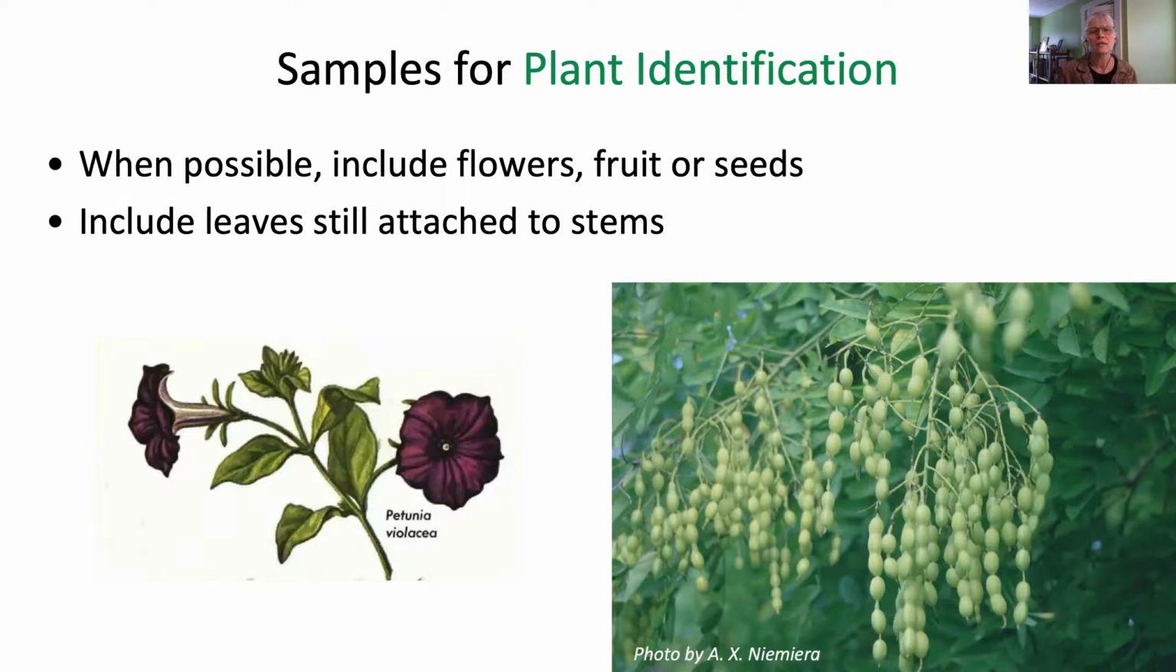But if you are sending us a plant for identification, then you want to send the plant sample at a time of year when you can collect some of the reproductive parts like the flowers or the fruit or the seeds, because those are often critical to the identification. You also want to make sure to leave the leaves still attached to the stems, because often the leaf arrangement is involved in plant identification as well.